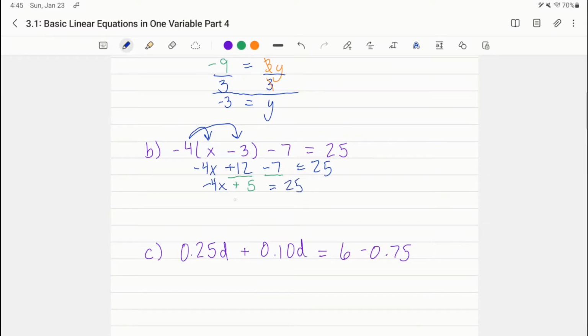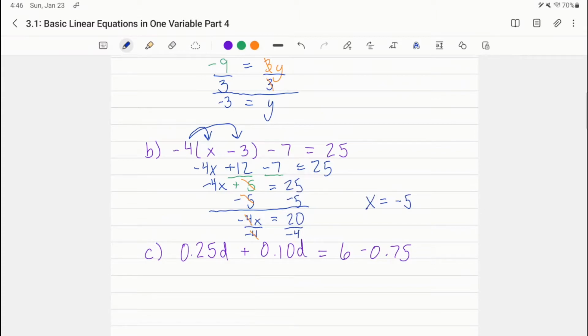Now, in order to solve this, we're going to subtract 5 from both sides. The 5 and negative 5 cancel out, leaving us with negative 4x equals 25 minus 5 is 20. And then we want to divide by negative 4. The negative 4's cancel out, leaving us with x equals 20 divided by negative 4 is negative 5. So negative 5 is our answer.